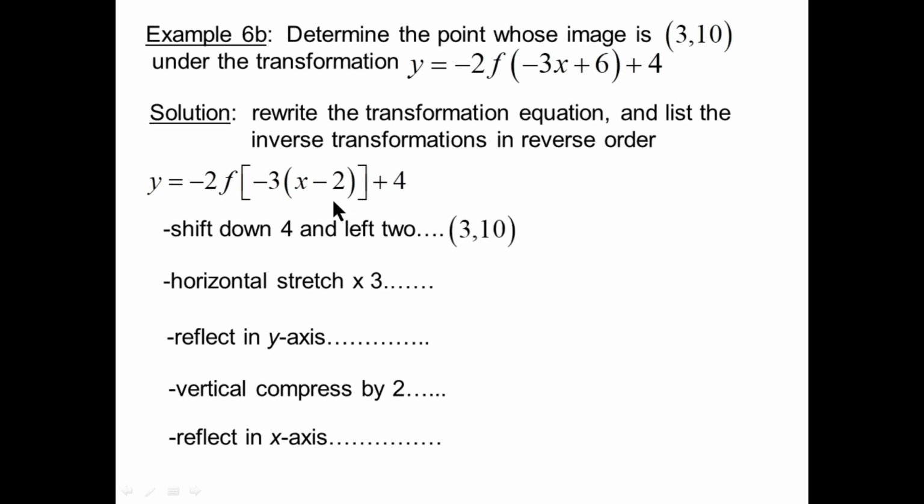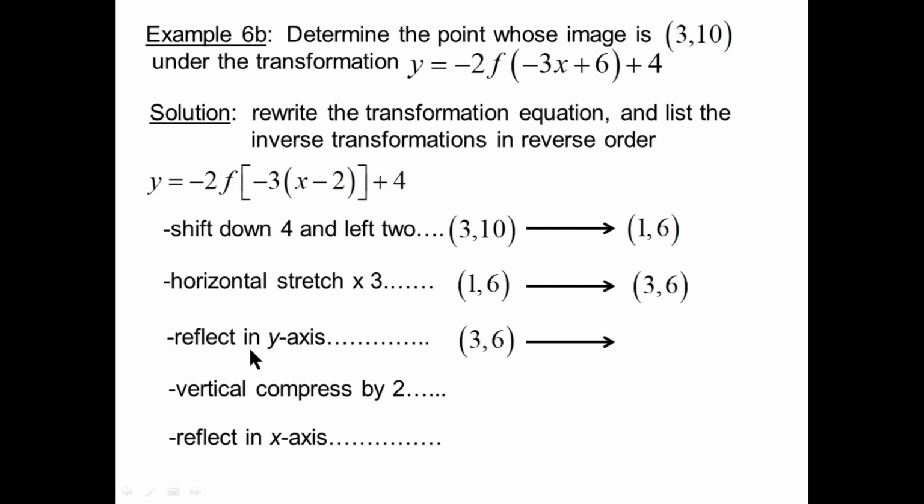So let's begin with (3, 10) and just apply these transformations, because we did them in reverse order. We did the reverse operations in the reverse order and listed them here. So we'll start with the point (3, 10), shift it down 4 and left 2. So down 4, we'll take it to 6, and left 2, we'll take it to 1. So (1, 6). And then bring it over here and apply horizontal stretch times 3. Take the x value and multiply it by 3.